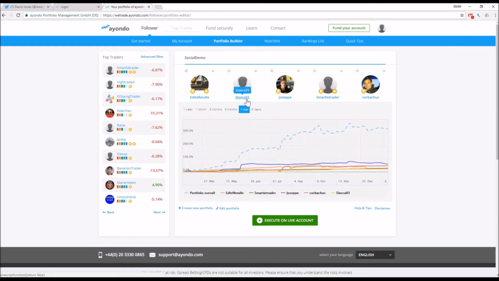So now I had 4 traders in there already: Edel Metal, DAX Call 3, Giuseppe, and Smarty Trader, and I've just added this one in. Okay, so there's my portfolio of 5 traders. You don't need to have 5, but I do. So I've got 5 traders in there.